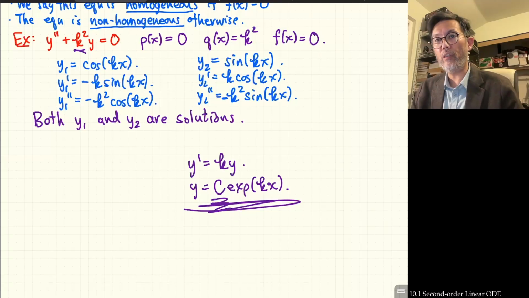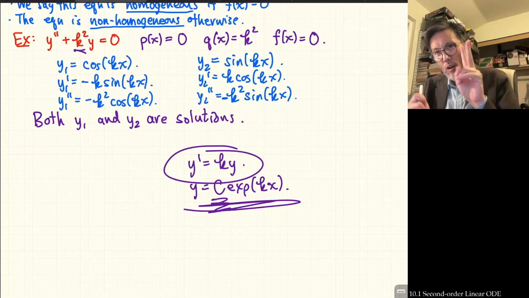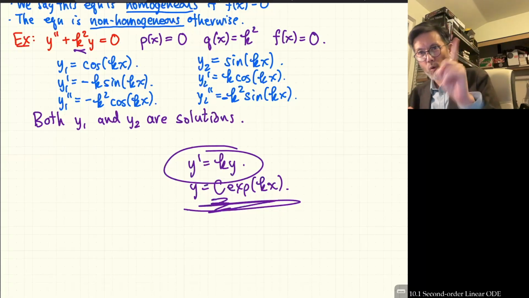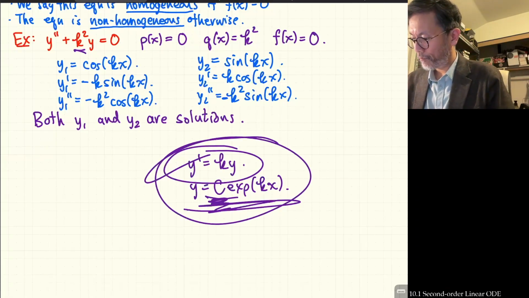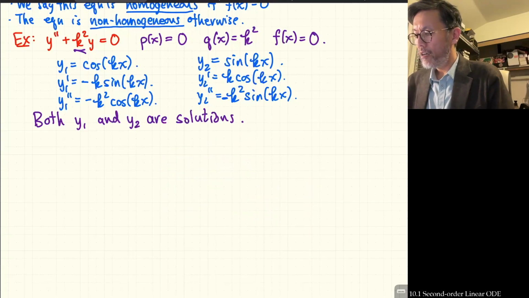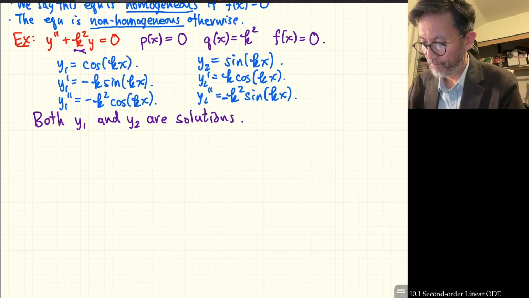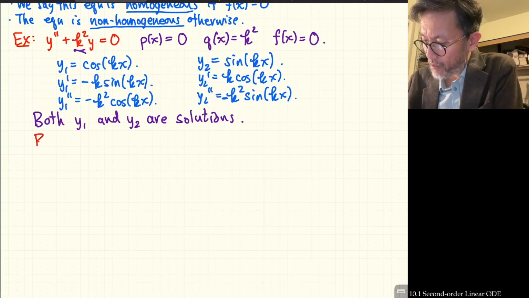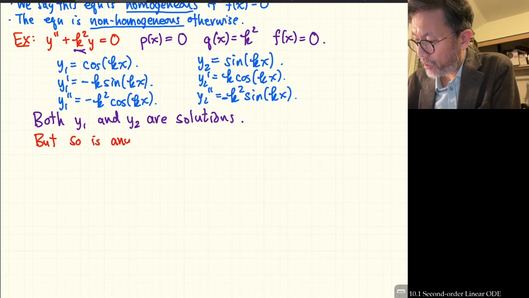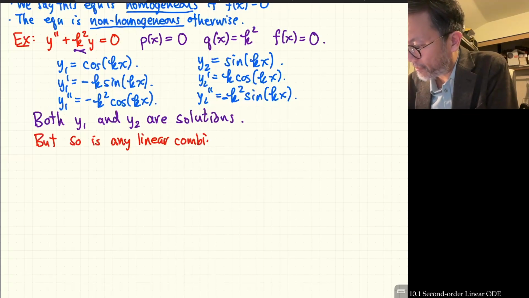So I'm going to say it like this. The solution space to this differential equation is one-dimensional, because there's one parameter that I'm allowed to tune. Here's what I want you to observe. y1 and y2 here are solutions, but crucially, so is any linear combination of them. I'll explain what this means in just a second.